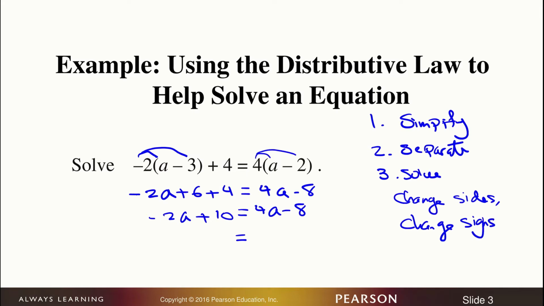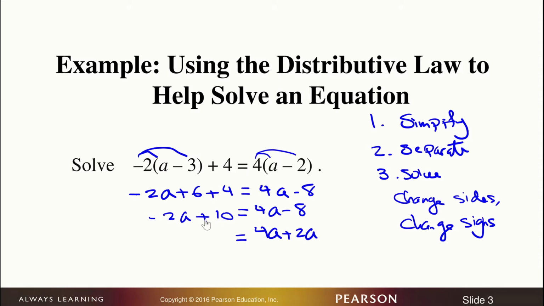signs. In other words, you can move any term you like from one side of an equation to the other side, as long as you simply change its sign, because basically you're adding the opposite to both sides. That's why that happens. So the 4a is not moving, so it doesn't change signs, but the negative 2a is moving, so it changes signs and it becomes plus 2a.